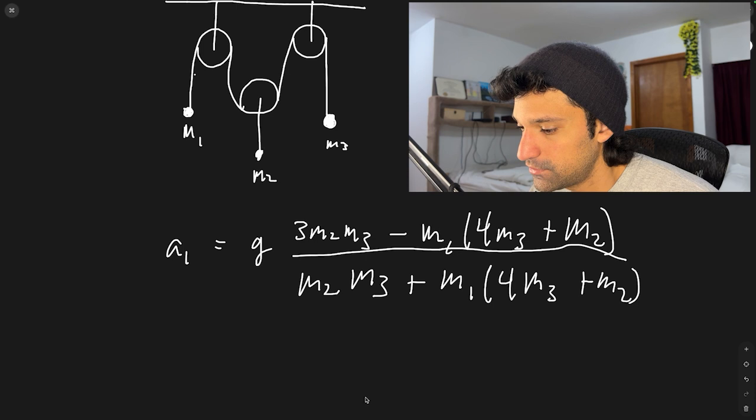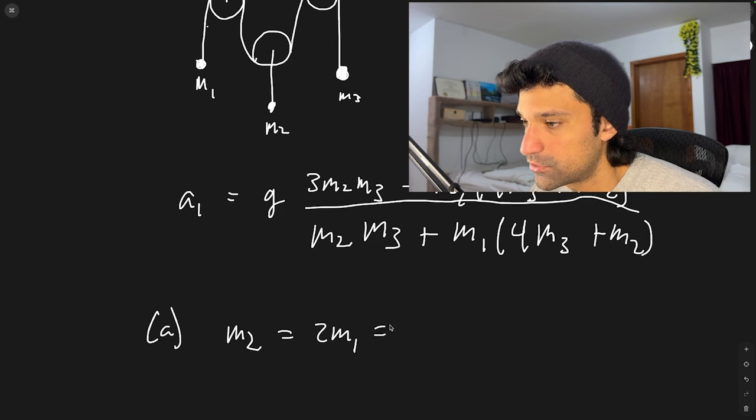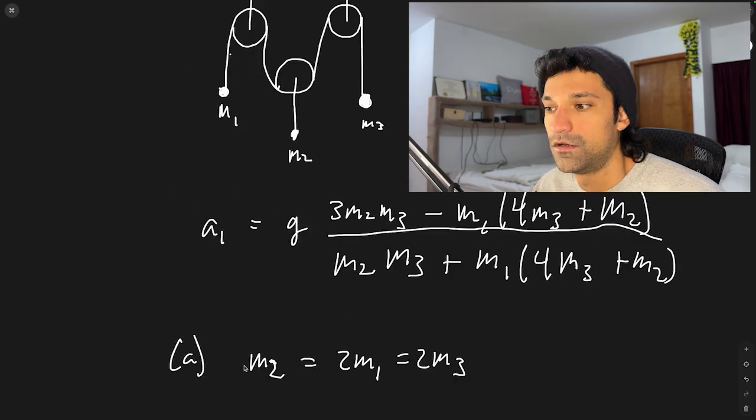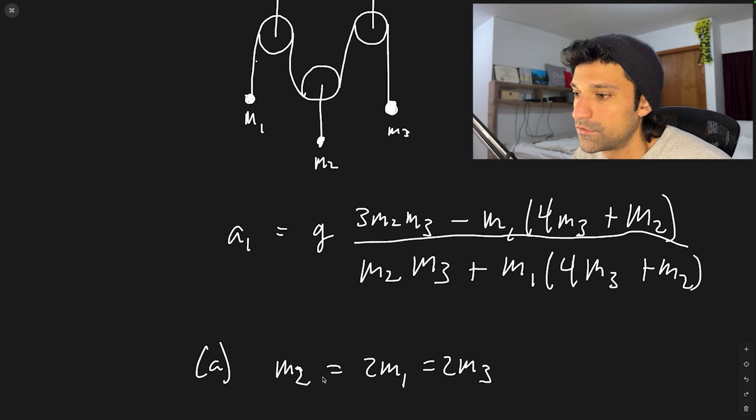Find a1 in the following special cases. Let's see what happens when m2 is twice m1, which is twice m3. Go ahead and pause the video and try this on your own. Now I'll give a hint. The math is pretty straightforward, so just put m2 over 2 for m1 and m2 over 2 for m3, and see what you get.